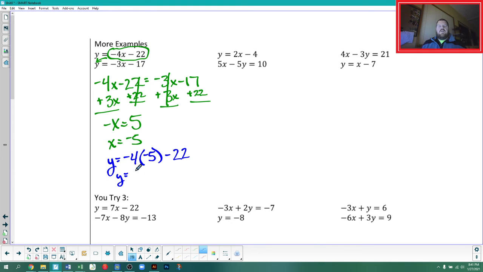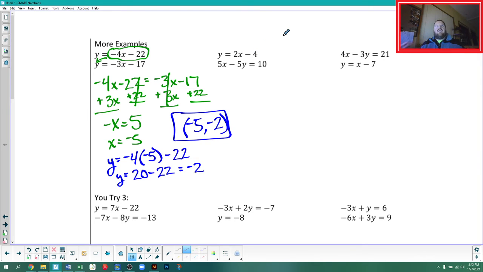We have negative 4 times negative 5, which is 20, minus 22, and that equals negative 2. So my answer will be x at negative 5, y at negative 2. That actually didn't involve too much work. Okay, let's look at our next one.